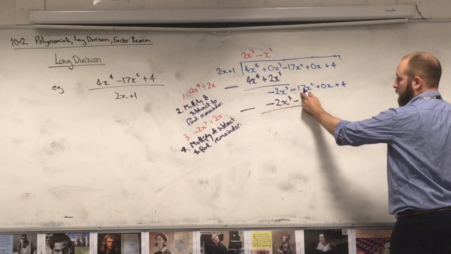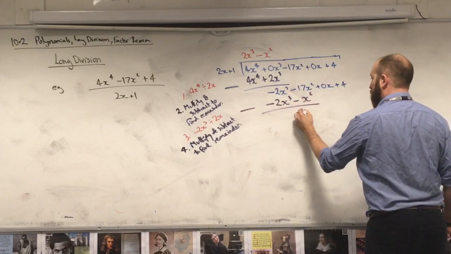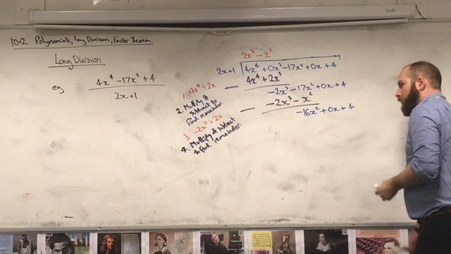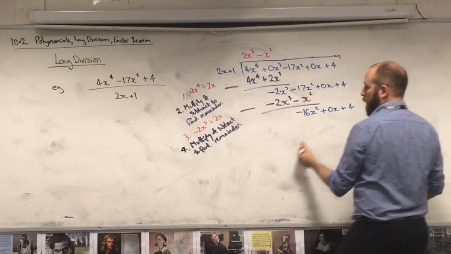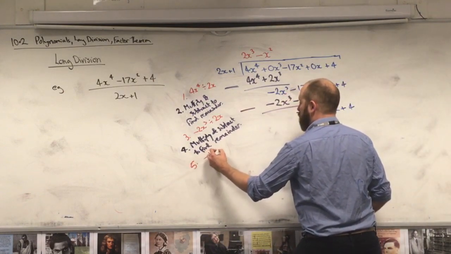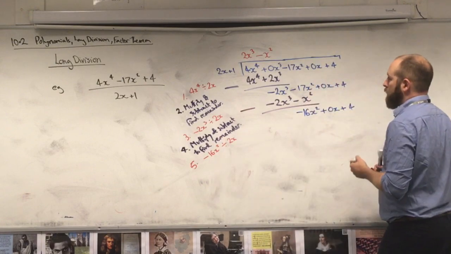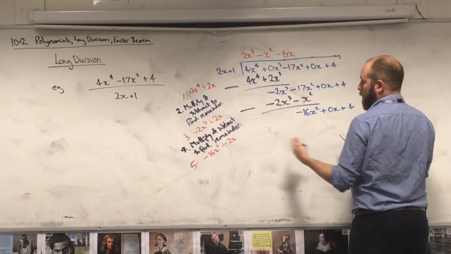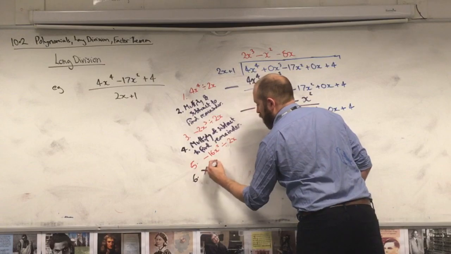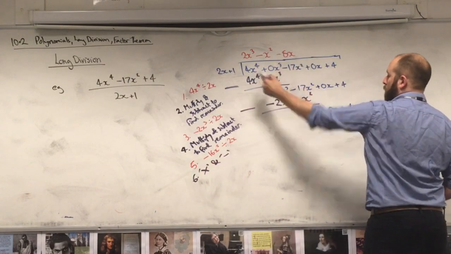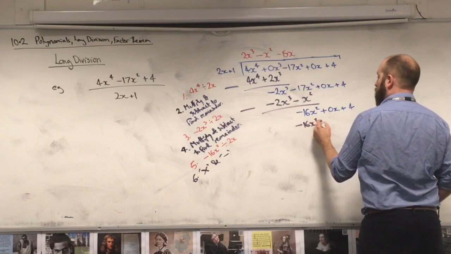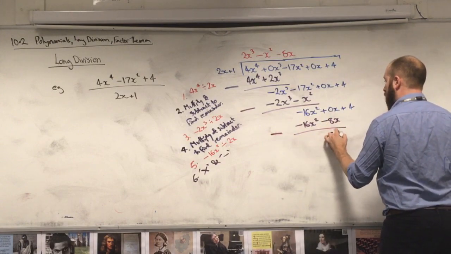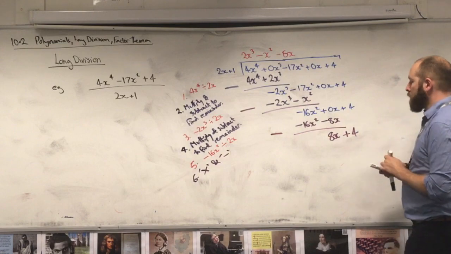So again, take that 0. Minus 17 minus x squared is going to give us minus 16x squared. Drop the other terms down. Plus 0x plus 4. Right, ready for our third step of division. So we're going to do minus 16x squared divided by 2x. So we're going to get minus 8x this time. And then again, multiply and subtract. Let's times that down. Minus 16x squared minus 8x. Subtract those. 0 minus minus 8 is going to be plus 8x. Drop down the 4. Plus 4.